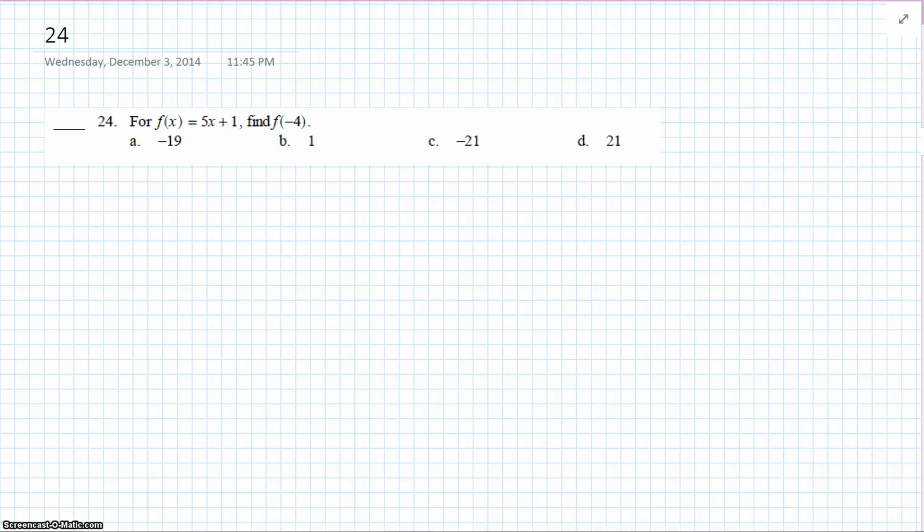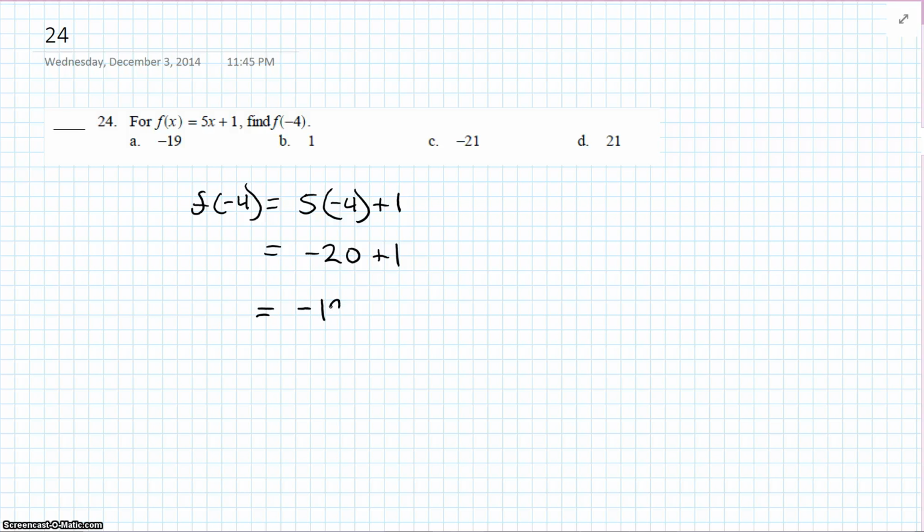24. For f of x equals 5x plus 1, find f of negative 4. So for f of negative 4, we're just going to replace x with negative 4. It's 5 times negative 4 plus 1. So that's going to be negative 20 plus 1, which would be negative 19. The answer is A.